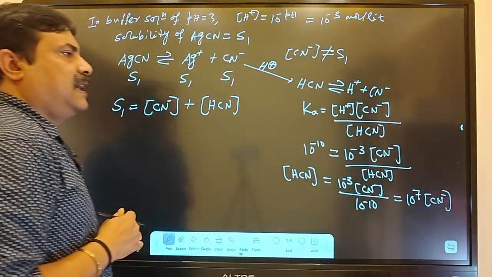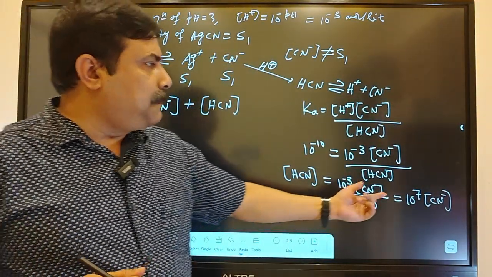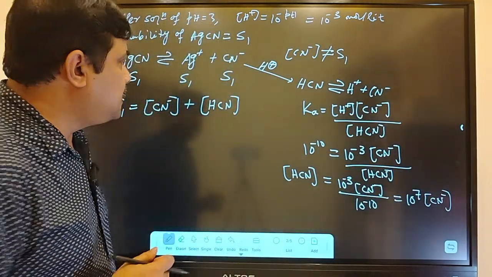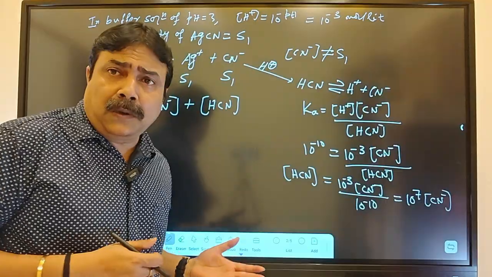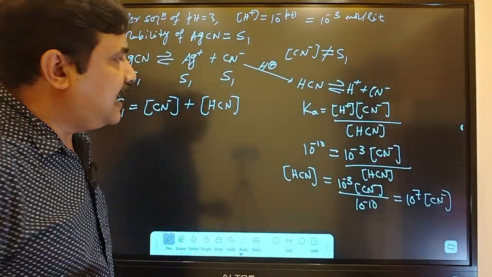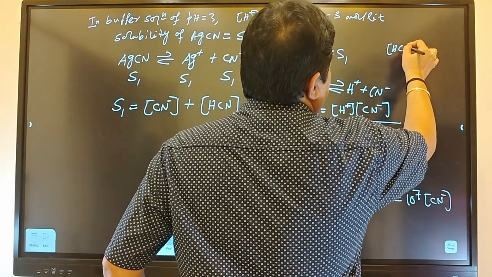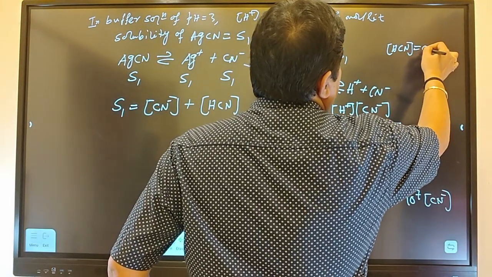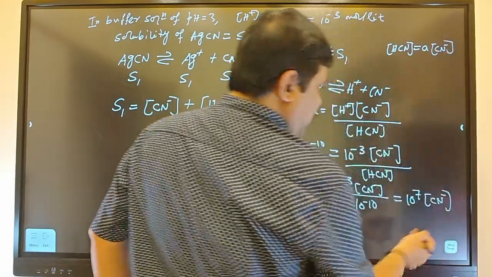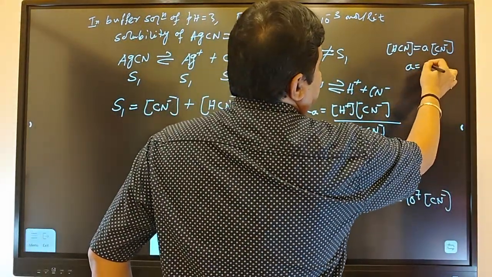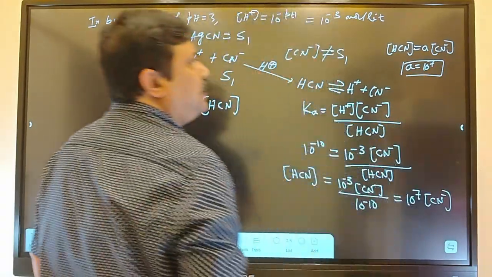So look at, HCN concentration is equal to, instead of HCN, I can write 10 power of 7 into cyanide ion concentration. So if you look at the next reverse problem, it will give you more difficulty. That's why I can write HCN equals some A into cyanide ion concentration. Yes or no? Because I am telling A equals 10 power of 7. That value of A is nothing but 10 power of 7.